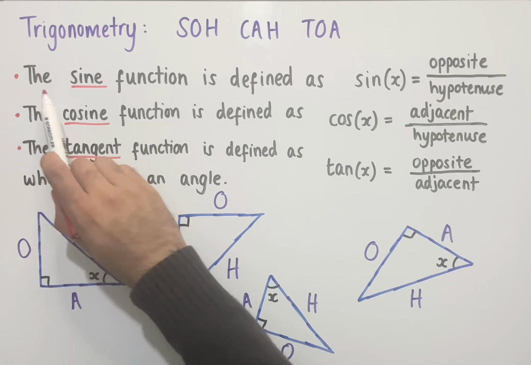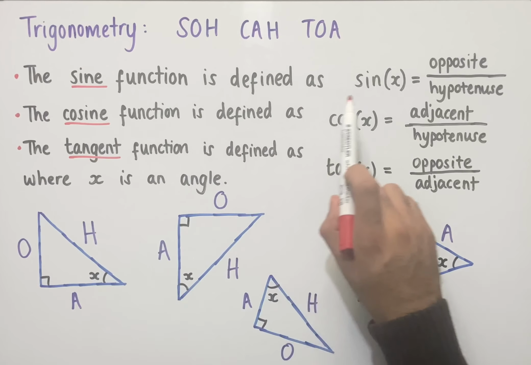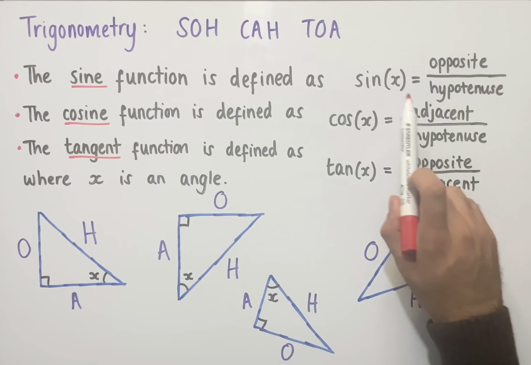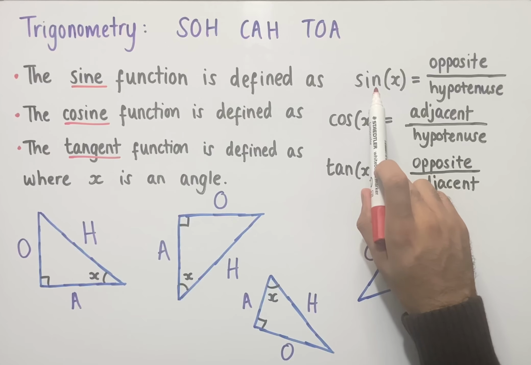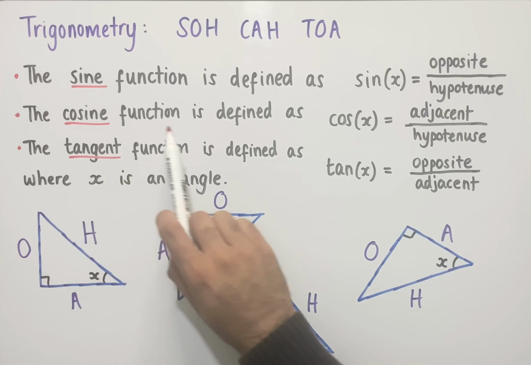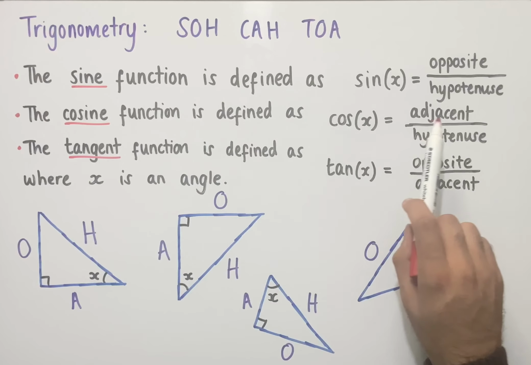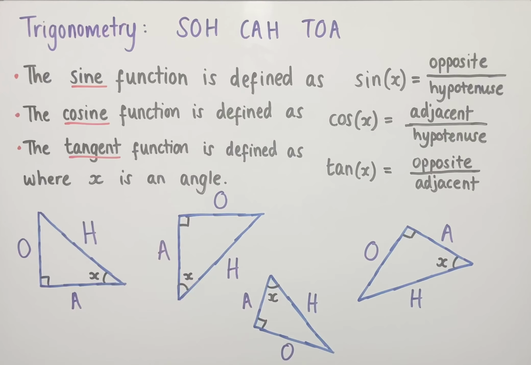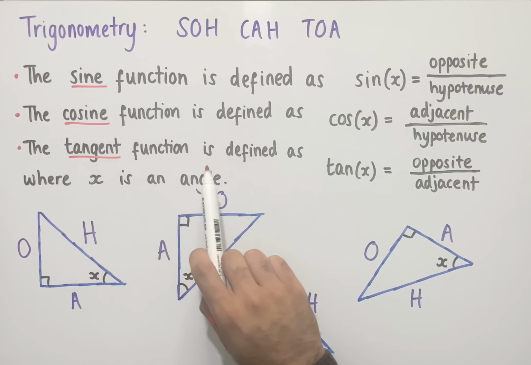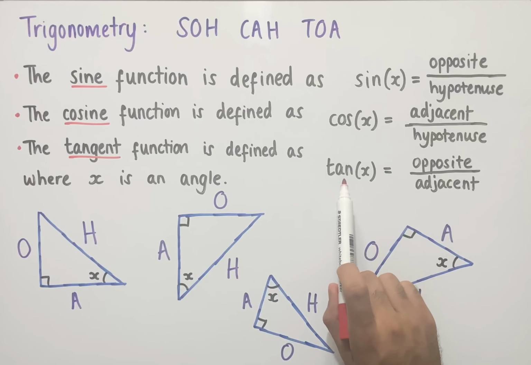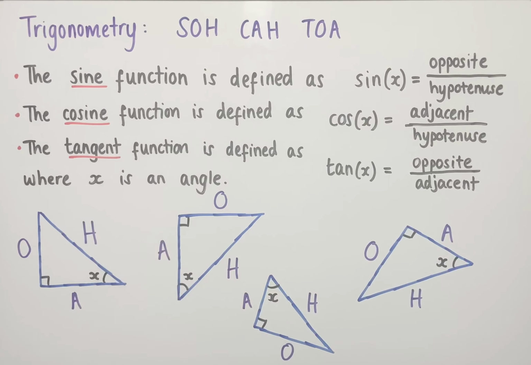So we have the sine function defined as sin x equals the opposite side over the hypotenuse, where sin is the abbreviation for sine. Similarly, the cosine function is defined as cos x equals the adjacent side over the hypotenuse, where cos is the abbreviation of cosine, and the tangent is defined as tan x equals opposite over adjacent, where tan is the abbreviation of tangent, and where x is just some angle.